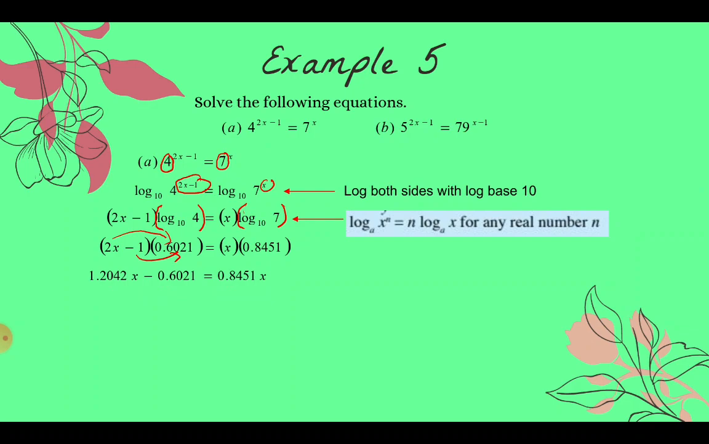So we will have 1.2042x minus 0.6021 equals 0.8451x. The rest of it, you just need to solve the linear equation. And the answer for x is actually x equals 1.6767. Remember, if we have an index form equation and the bases cannot be the same, in solving that type of question, we need to log both sides. You need to solve it by using log.